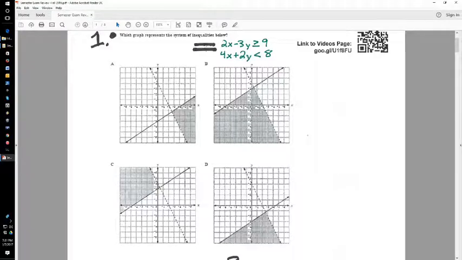Hello, this is the semester exam review for Algebra 2 for the fall semester. I'm going to burn through these as quickly as we can, but explain what we're doing.